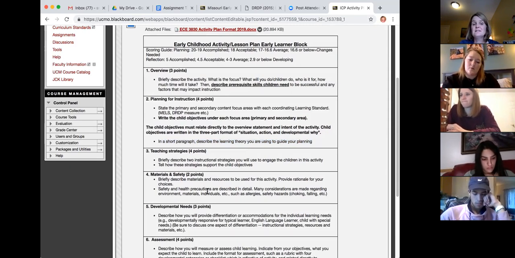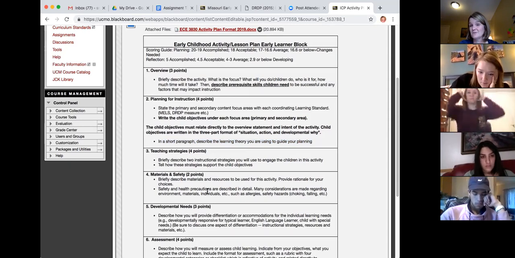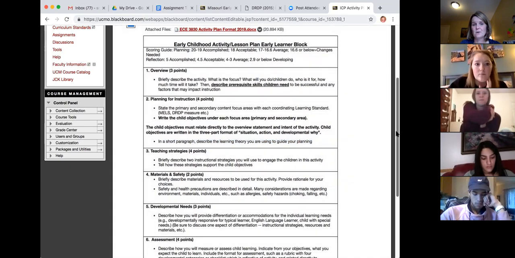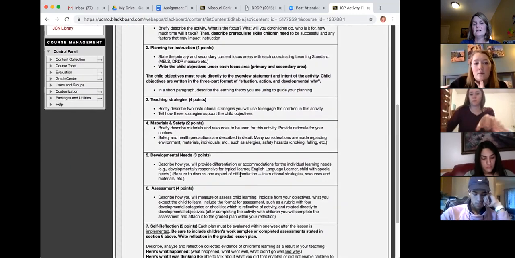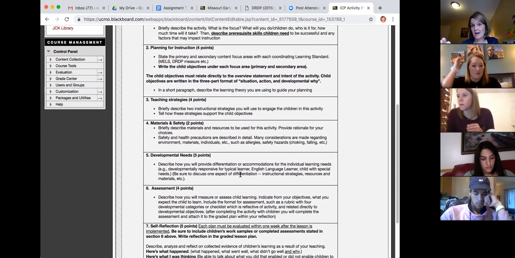So you're just briefly talking about the materials and the resources. If you have your scavenger hunts, that can help you know what's available in the classroom to use, so that's, again, pretty straightforward. Then you have the developmental needs. This is one that you might have to think just a little bit on in terms of how the activity is going and what supports you might need for your child.